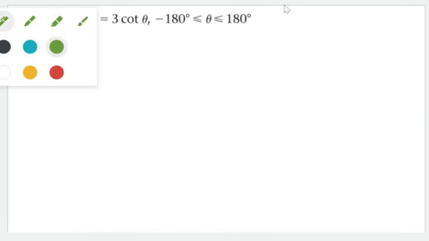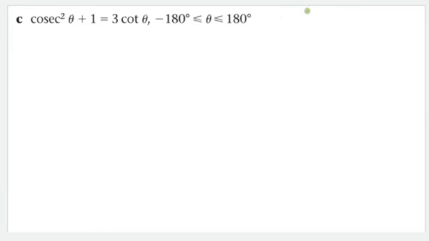Would it be cosec squared theta plus 1 equals negative cot squared theta? Well, what's the original identity that we know? Cot squared theta plus 1 equals cosec squared theta. Okay, so cot squared theta plus 1 is identical to cosec squared theta. So then, if that's true, what substitution would we have to make here?